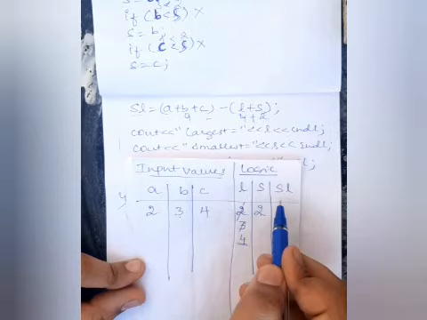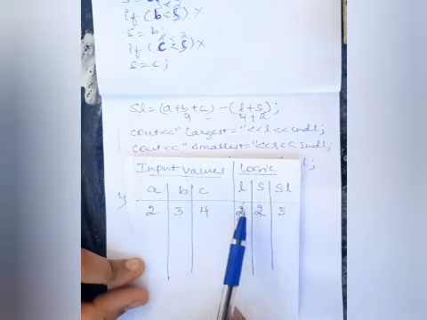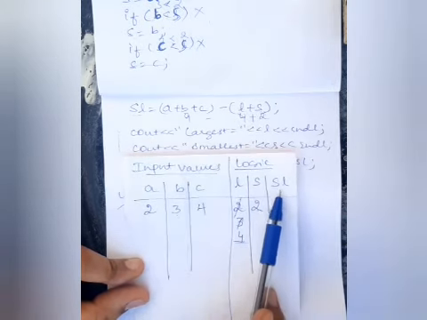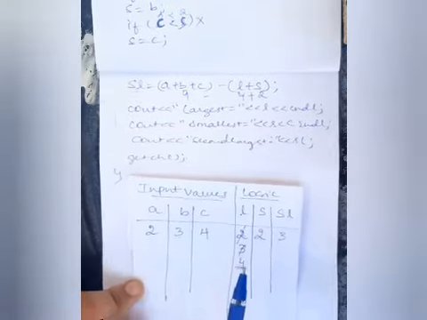Look at the logic part. Now SL is having 3. Now check out all the values. L is having 4. S is having 2. SL is having 3. Now we'll come to this output statement.